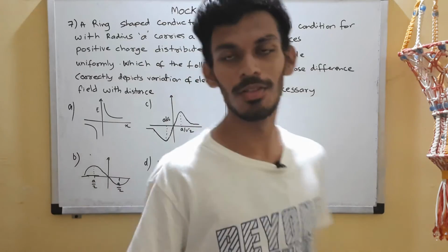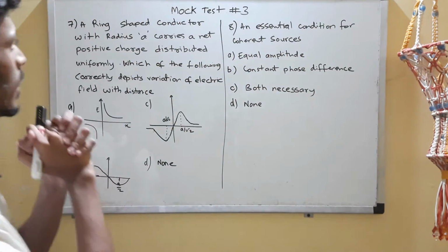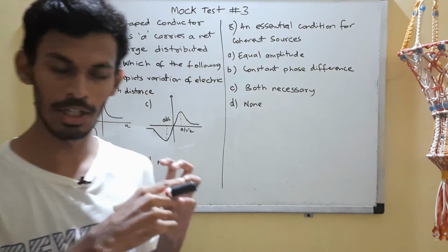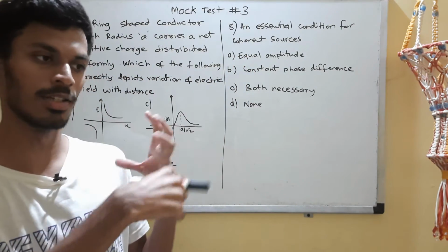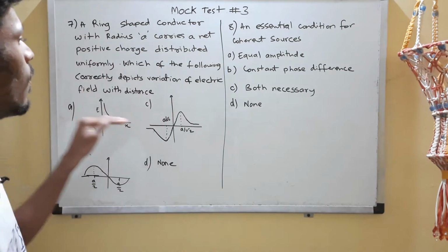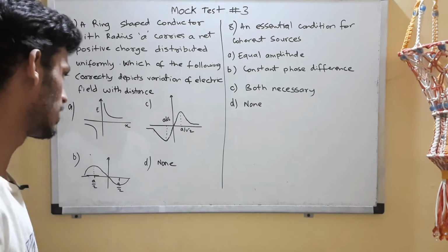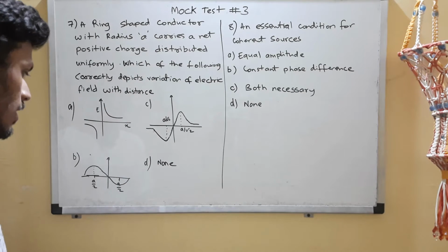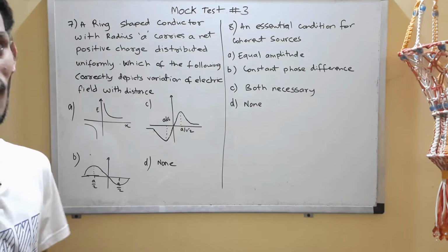Question 7 and 8 over here. In question 7, we have a ring shaped conductor which has a radius A and it is carrying a positive charge Q, and the charge Q is uniformly distributed over the ring. You are supposed to tell what is the variation of the electric field with respect to distance. So this is electric field on the y-axis and x is the distance. You are supposed to tell how the graph will look.